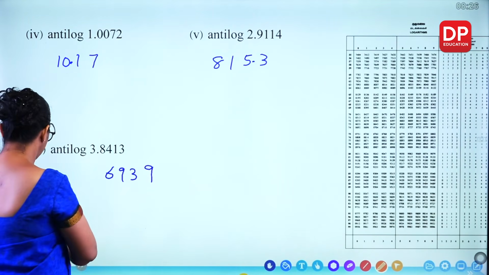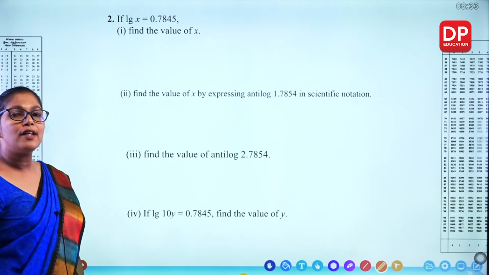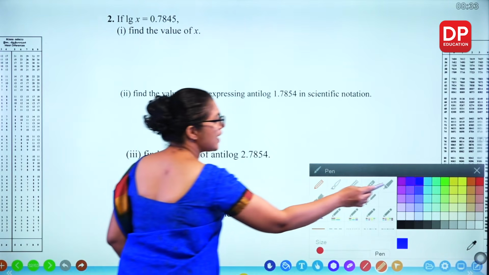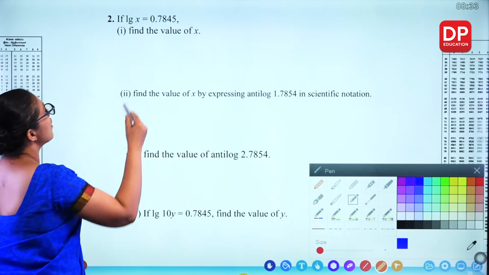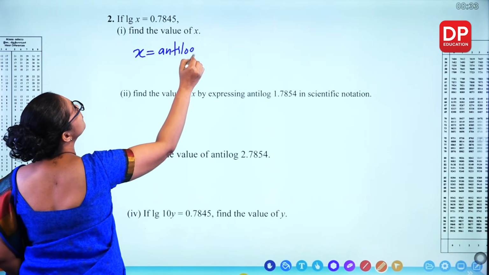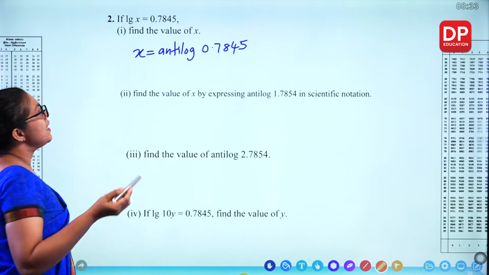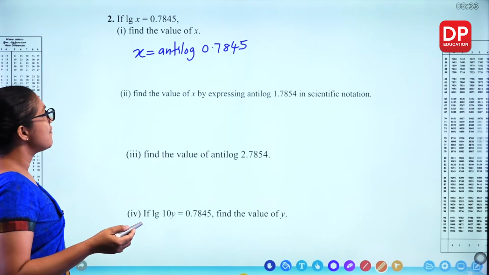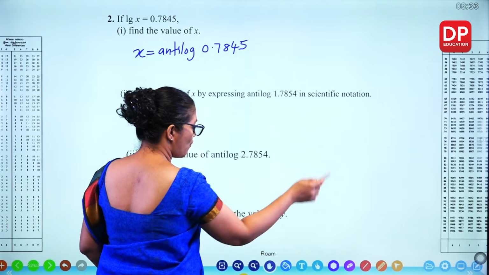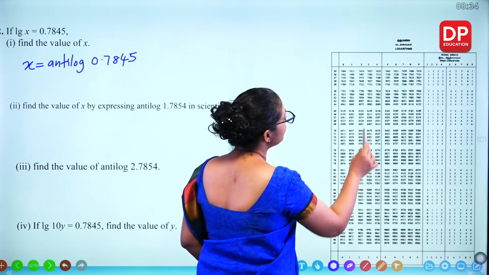6939. Question number 2. If LGX is this one, find the value of x. So logarithmic value is there. So how you find out x? We have to take the antilog. So x is antilog of 0.7845. Now we need to find out the antilog value. 7845. So we'll check 7845 in the next table. Second table, 7845.